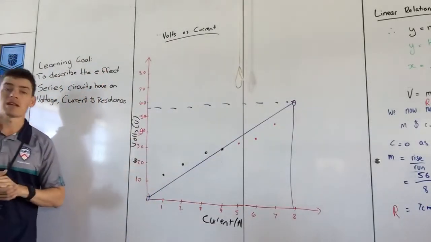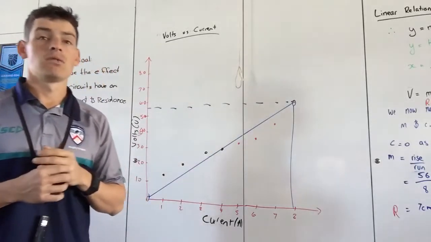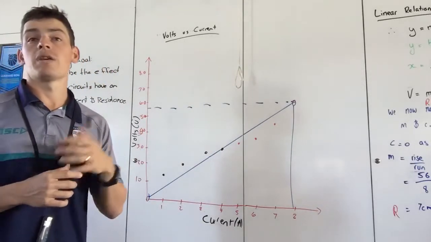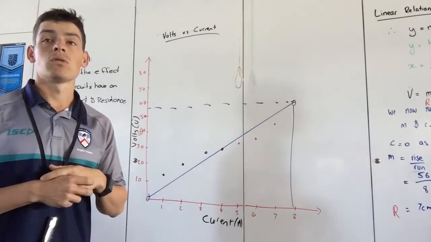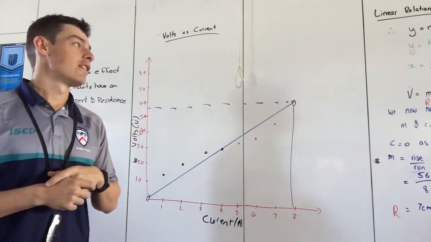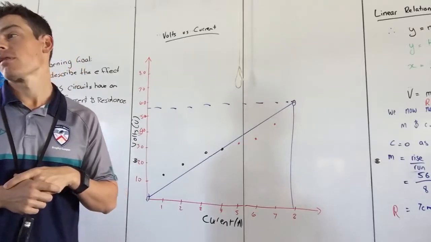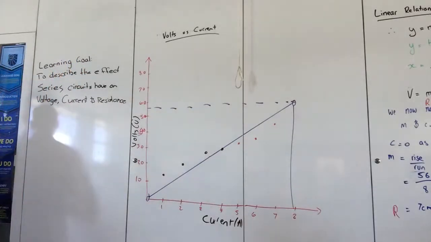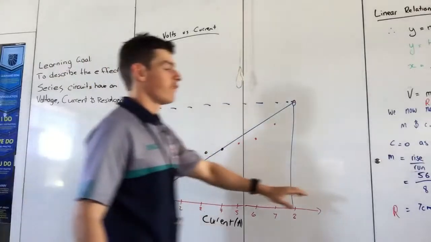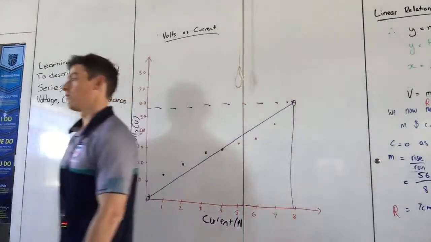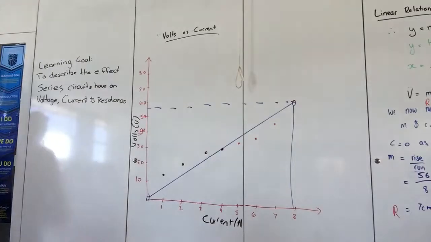But is the mathematics any more complicated? No, it's just that instead of our resistance being M, our resistance will be what? 7 ohms. If I swap the axes, what will my resistance be? 1 over M. So the only thing that changed is that instead of my gradient being 7, it would be 1 on 7. That was the only thing that changed.